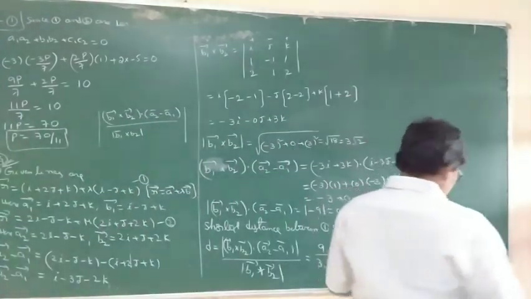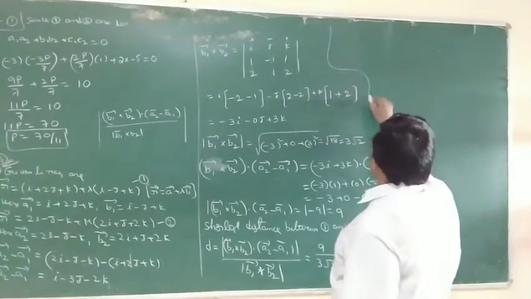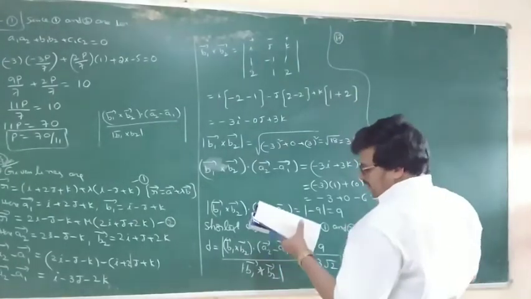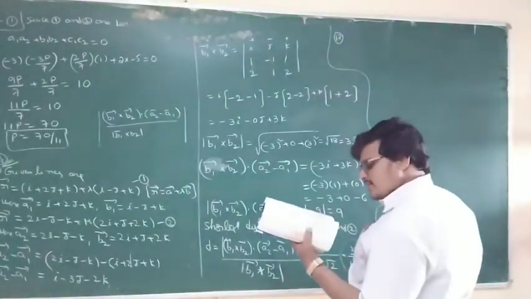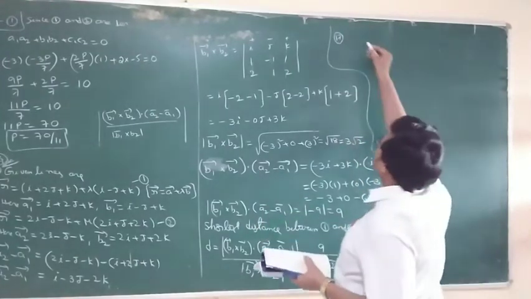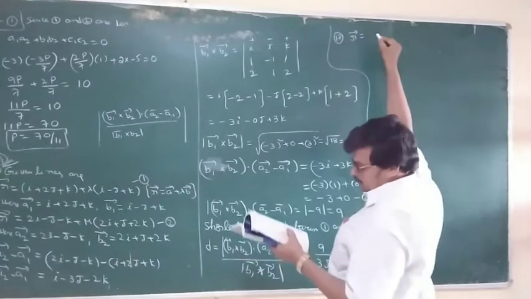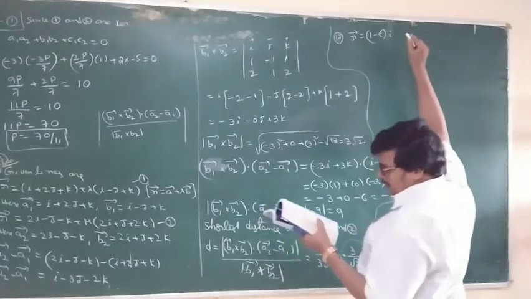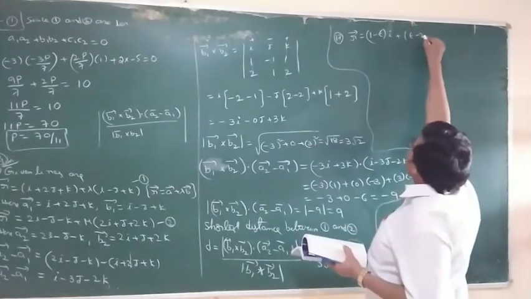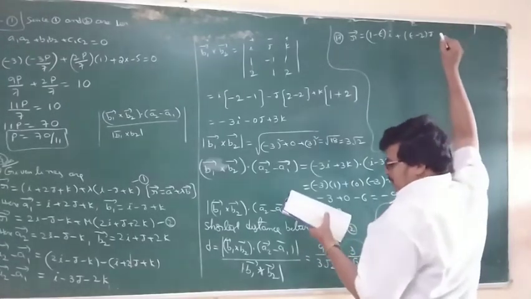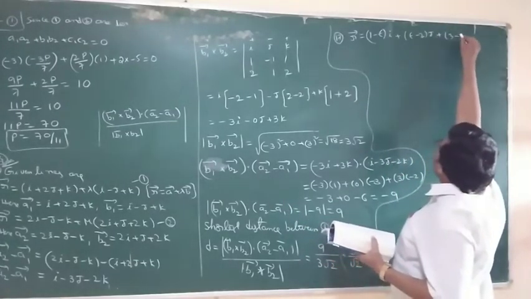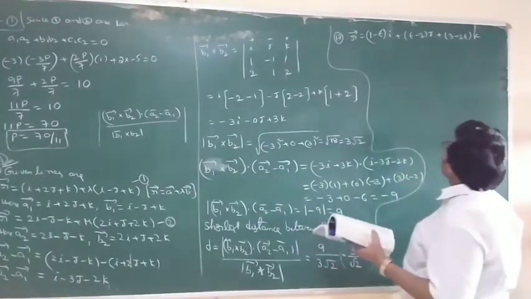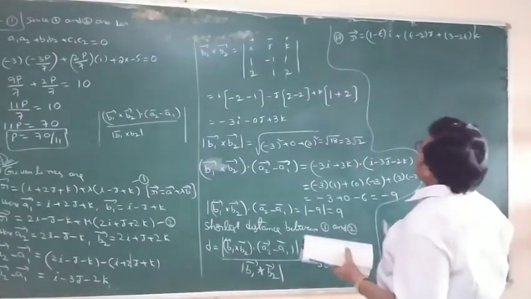So next one, 17th problem. Find the shortest distance between the lines whose vector equations are r̄ = (1 − t)i + (t − 2)j + (3 − 2t)k. This is the first equation.